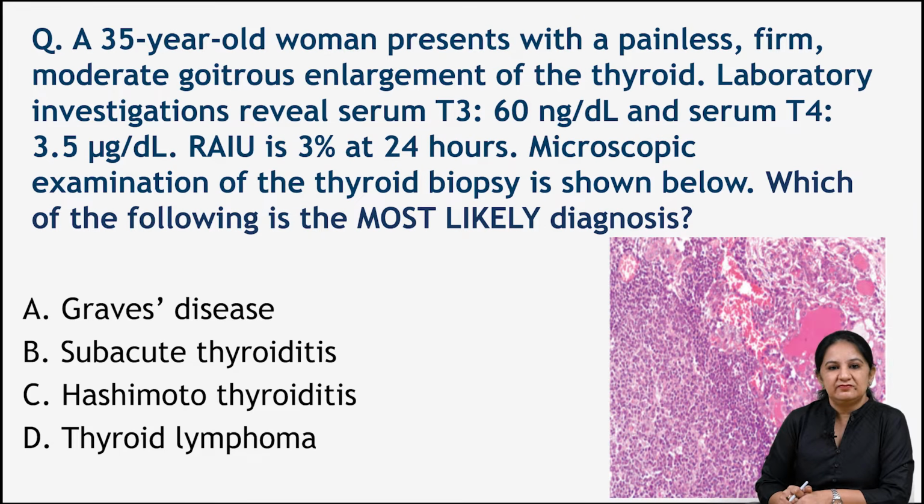A 35-year-old woman presents with a painless, firm, moderate goitrous enlargement of the thyroid. Lab results show serum T3 and T4 reduced. Radioactive iodine uptake is also reduced, that is 3% at 24 hours. Microscopy shows the images given below. Which of the following is the most likely diagnosis? See, what do you see in the biopsy? You see sheets of lymphocytes.